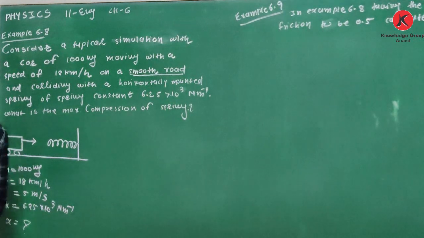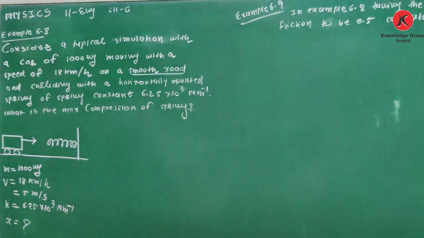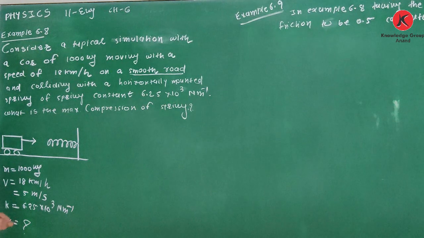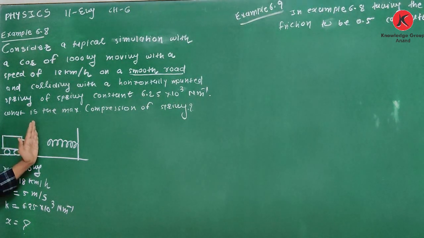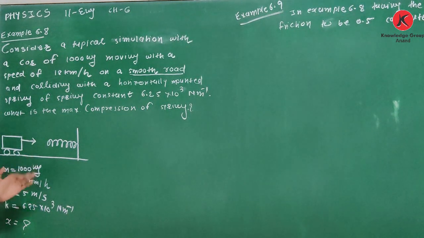See what happens here. The car is in motion. Yes or no? So as it is in motion, it has some kinetic energy, that is K is equal to half mv square. This car is moving with kinetic energy K equal to half mv square. Now it is colliding with this spring. Due to collision, its speed decreases, so its kinetic energy decreases.